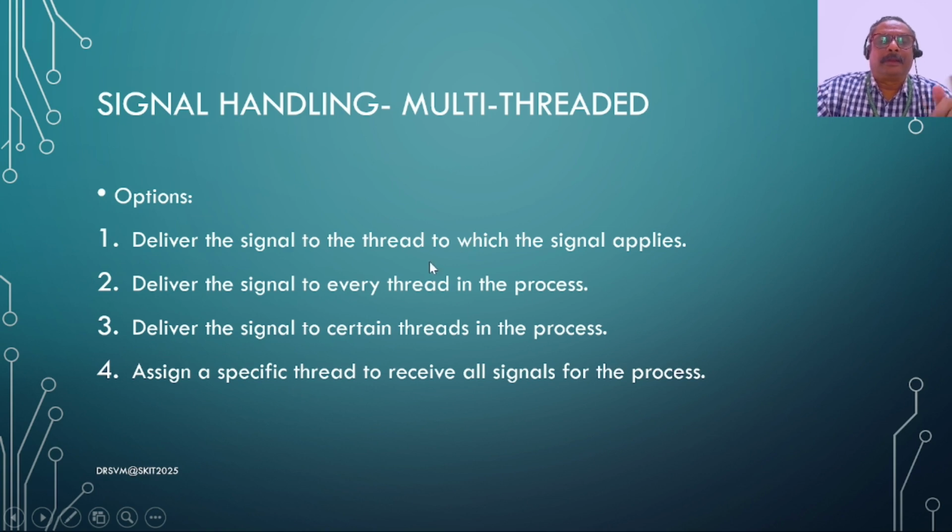Here there is one signal coming in and there are multiple threads, and the signal may come with a tag about which thread it is sent to. The first one says it applies to only that particular thread. The second one says a signal comes and all threads respond to it. Another signal comes and certain threads respond to it. Or instead of keeping all threads waiting for signals, we can make one thread just wait for signals and then take appropriate actions for all the other threads.